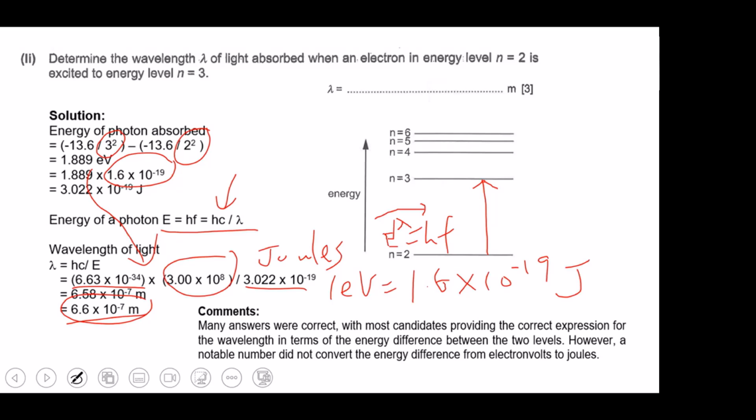Some candidates provided the correct expression for wavelength. The majority of them were able to do E equals hf equals hc over lambda. Okay, like I mentioned, the energy conversion from eV to joules, so please take care of this. You must know how to convert energy difference from electron volts to joules and vice versa.